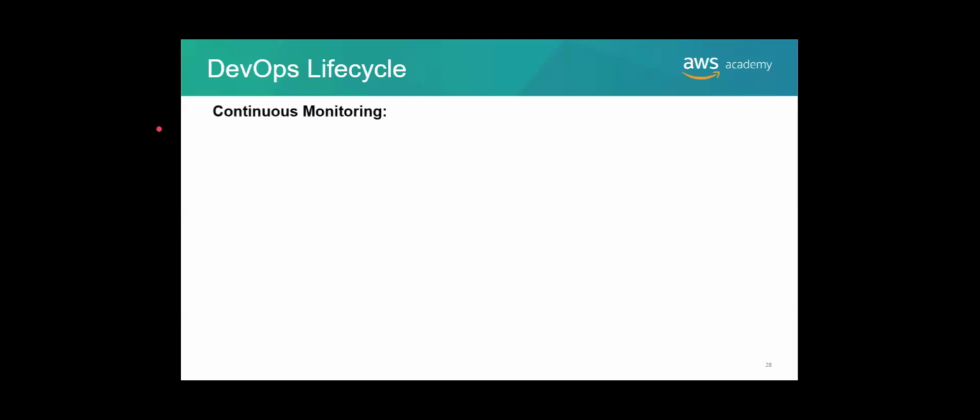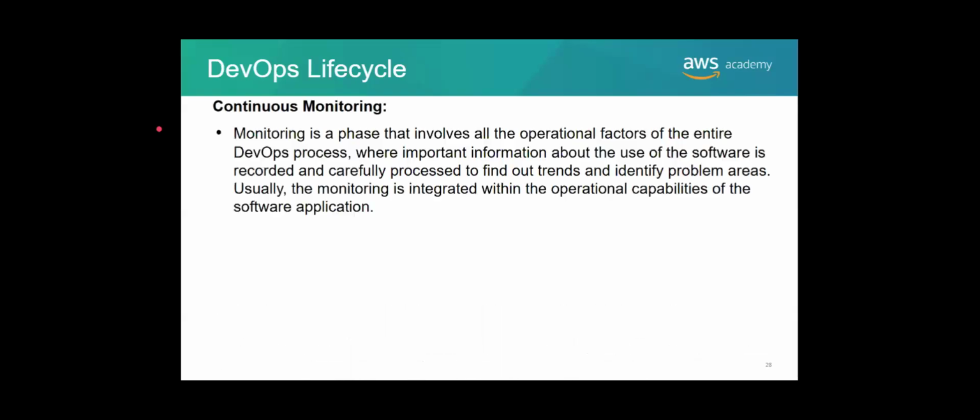Next, continuous monitoring. I think you have written these life cycle phases, actually? Yes. Okay. Continuous monitoring. Why do we want to monitor? To check if the entire code base is working correctly or not. Exactly.